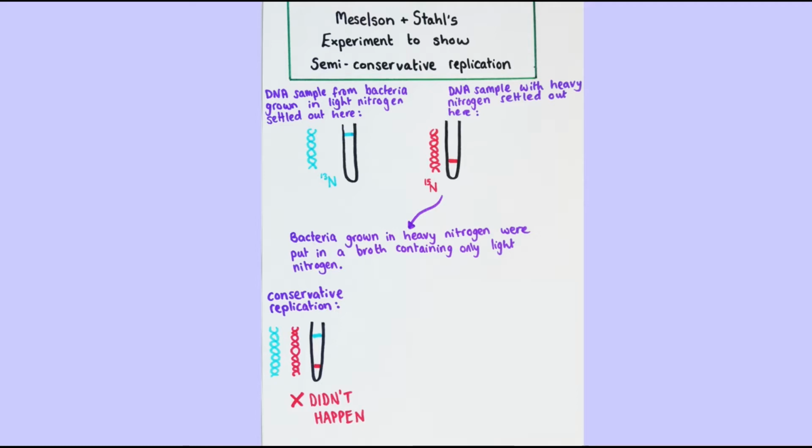However, this did not happen. Instead, the DNA settled out somewhere in the middle of the tube, showing that the new DNA molecules contained half heavy nitrogen and half light nitrogen, supporting the theory of semiconservative replication.